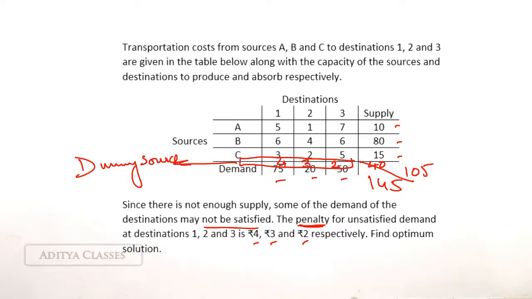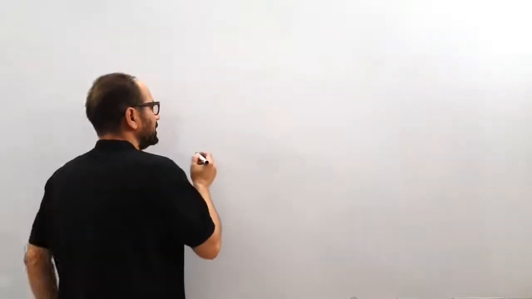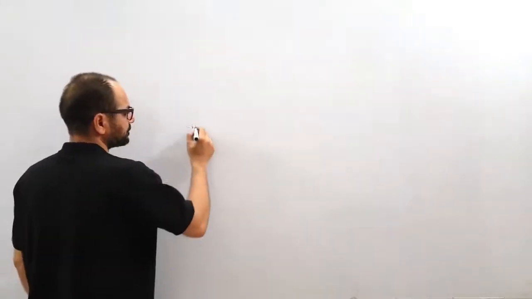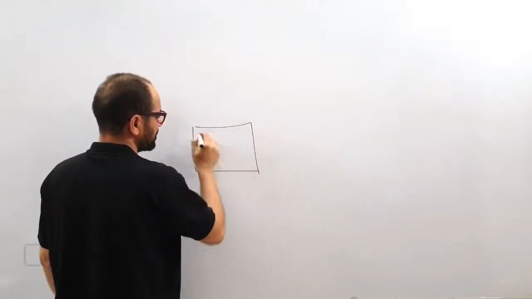So this time what is happening is the question suggests a penalty for the demand going unsatisfied. Now if we remember our routine procedure, whenever the demand is unbalanced, we put a dummy source, and when we put the dummy source we put zeros. Let us see over here with a very basic question.